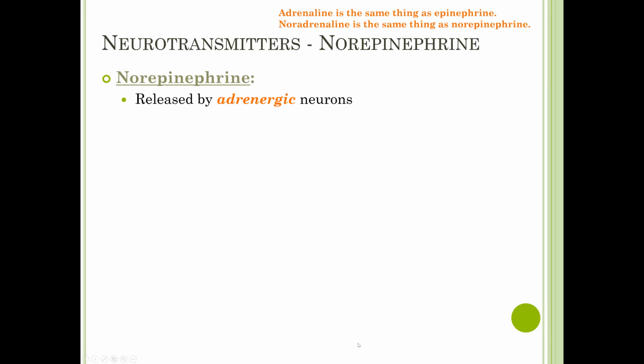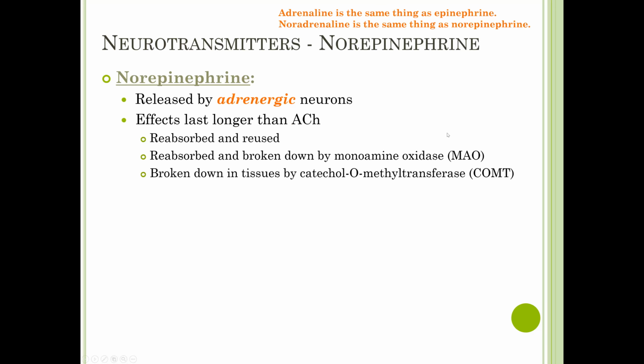So the second major neurotransmitter of the autonomic system is norepinephrine. Norepinephrine is released by adrenergic neurons. Adrenaline is the same thing as epinephrine. Noradrenaline is the same thing as norepinephrine, which is why, even though we're calling it norepinephrine and epinephrine these days, we still get the holdover in terms of the neuron name being adrenergic.